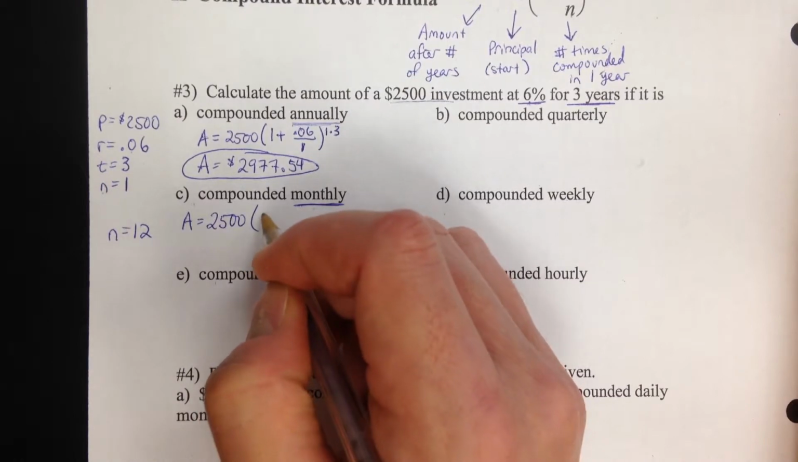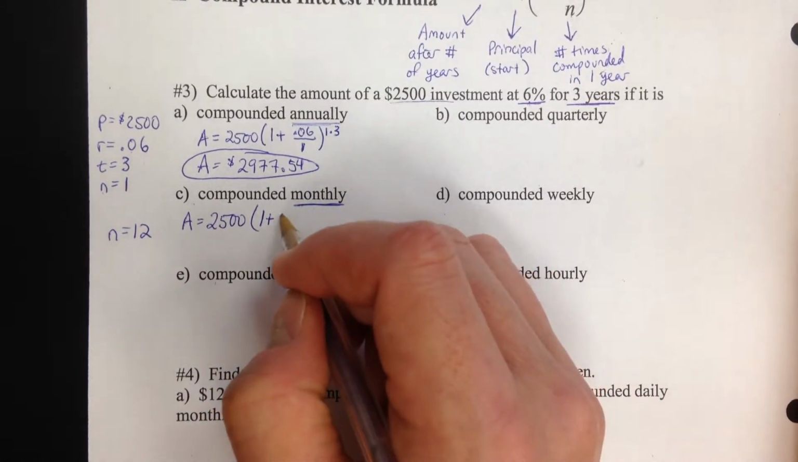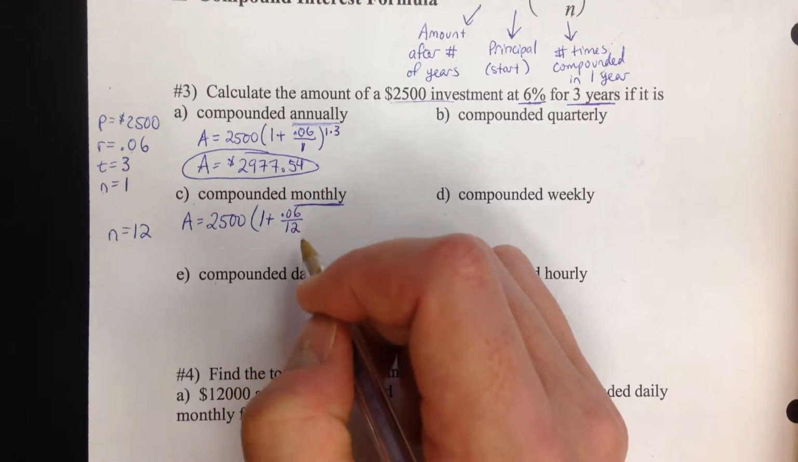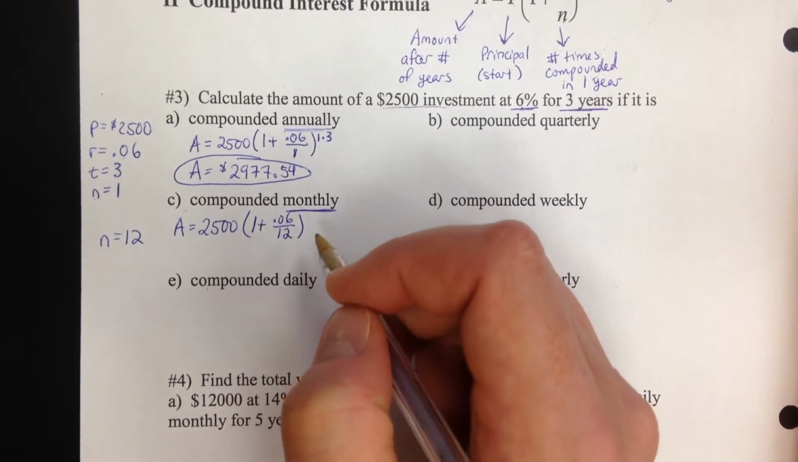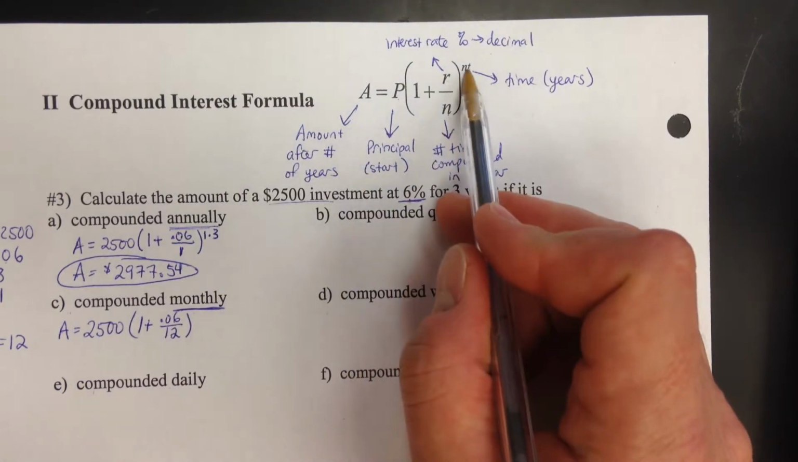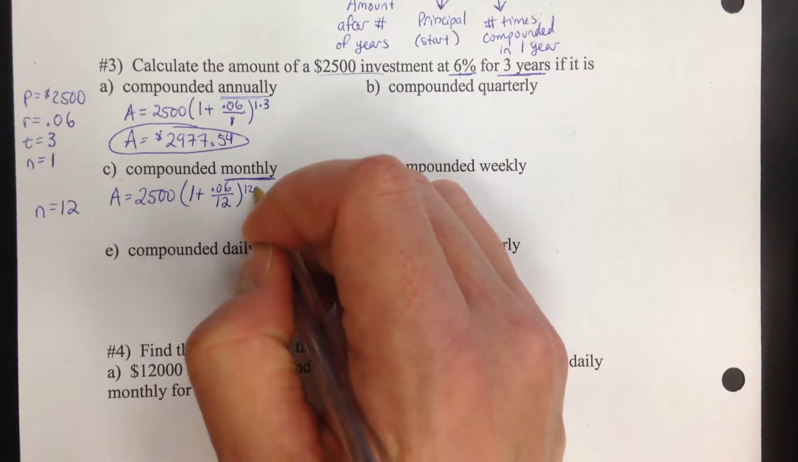So I'm going to set up the formula. 2,500 is the principal times 1 plus, it's the rate divided by the number of times compounded in 1 year. That is now 12, raised to the n times t power. Okay, so up here the exponent is n times t, n is 12, and the amount of time is 3.